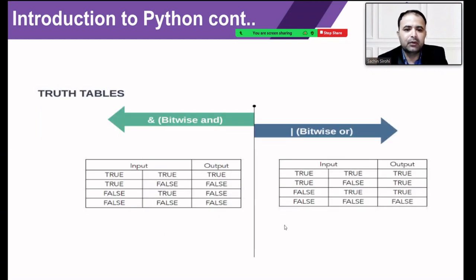Now you can see the truth table, like true, true, true. In an AND, basically both bits should be true. So true, true, true; true, false, false. So when one condition becomes false, it will give false. When all the conditions are true, it will give the result true. And the bitwise OR, like true and true gives true, because OR means either one condition is true or both. It depends on us.